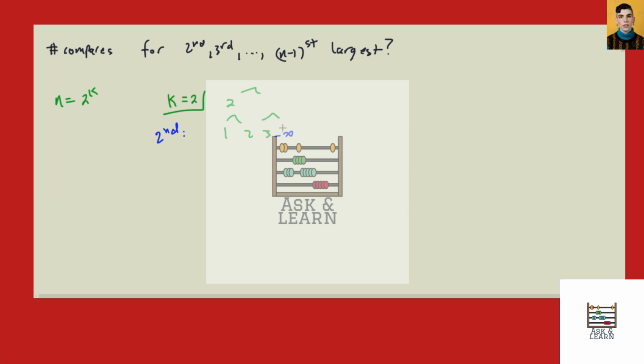We really don't need to compare 3 and negative infinity. We already know that one will go up. But now we need to compare 2 and 3. That would give us 3 up top. So this would only really be one comparison.